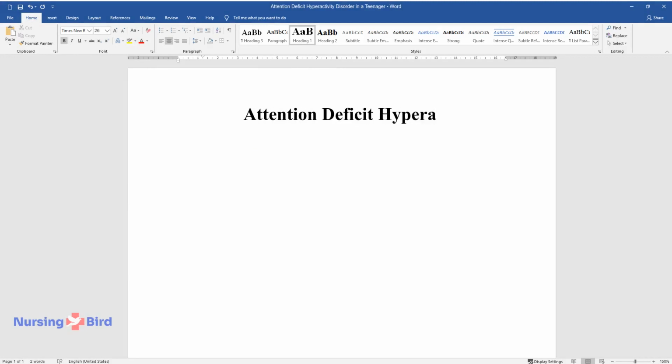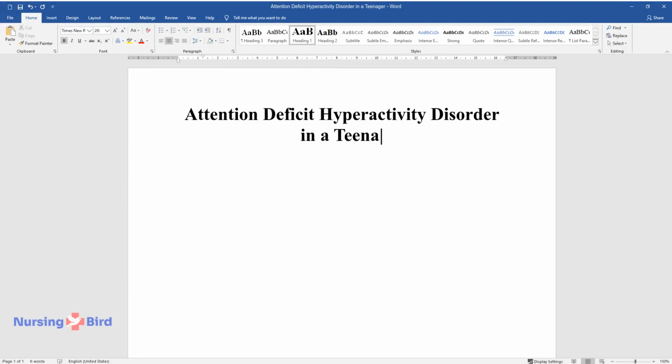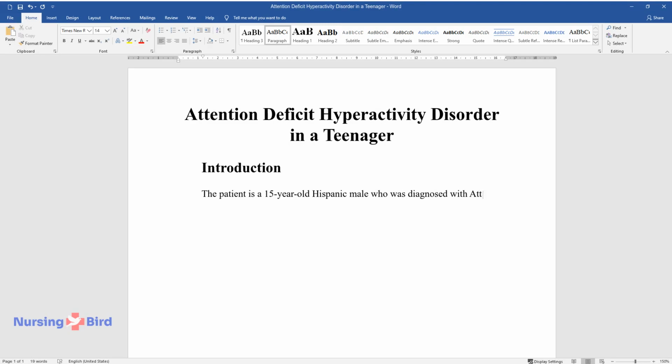Attention Deficit Hyperactivity Disorder in a Teenager. Introduction. The patient is a 15-year-old Hispanic male who was diagnosed with Attention Deficit Hyperactivity Disorder, ADHD, 6 years ago.